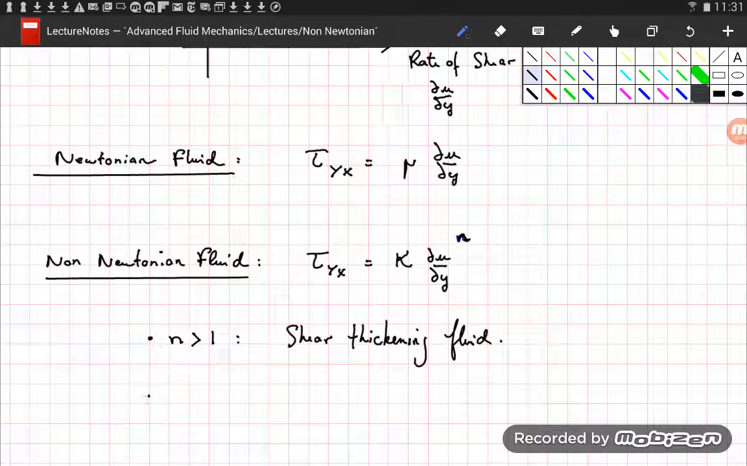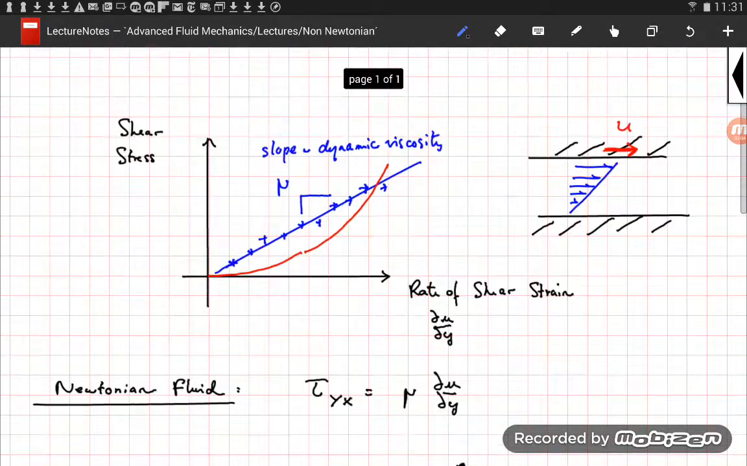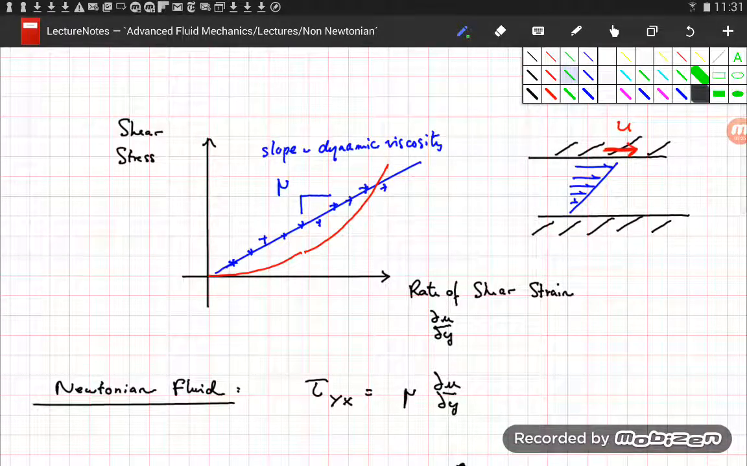Now the other case would be if n is smaller than 1. In this case, think about n equals 1/2, for instance. We will get a curve which looks like this. So this here is shear thickening.